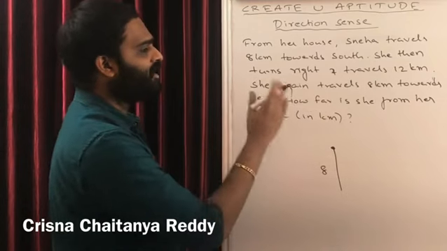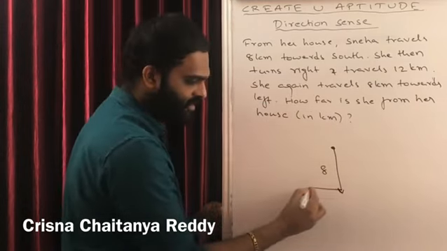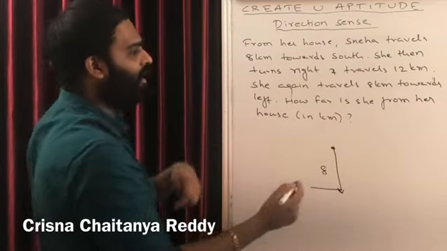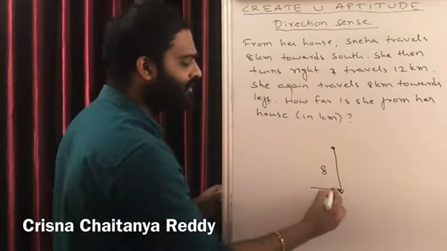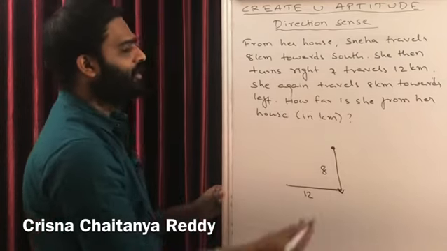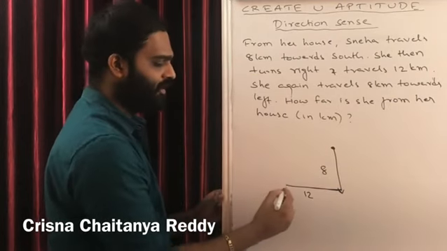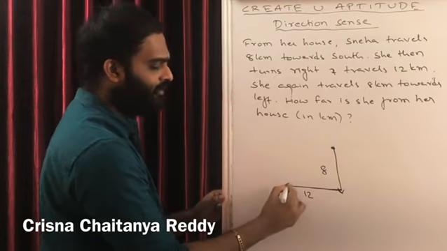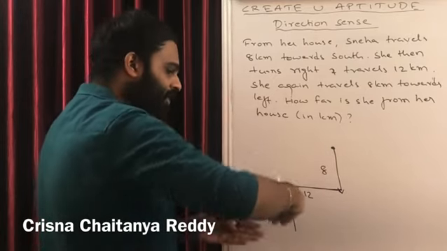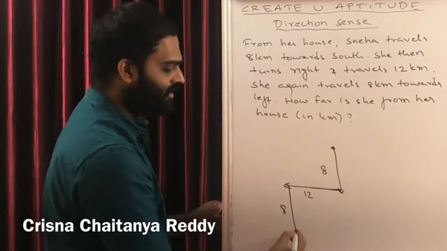And from there, she turns right. If this is her direction, right of this will be this direction because she is going towards south. If you are in this place, this becomes right. She turns right and travels 12 kilometers. This should be bigger than 8. This is 12 kilometers. Then he said, she again travels 8 kilometers towards left. If this is she, her left will be this direction. She came down 8, because if this is you, this will be left and that will be right. She came down 8 kilometers and she is here now.